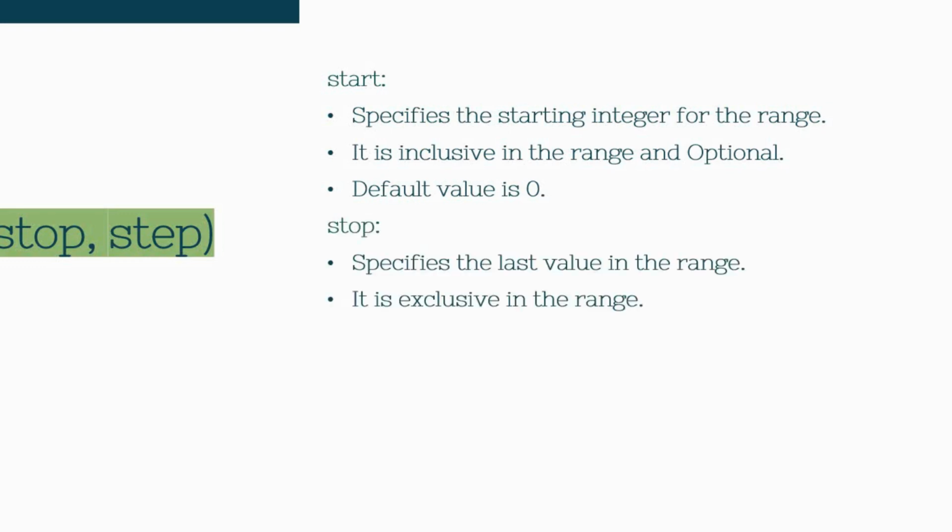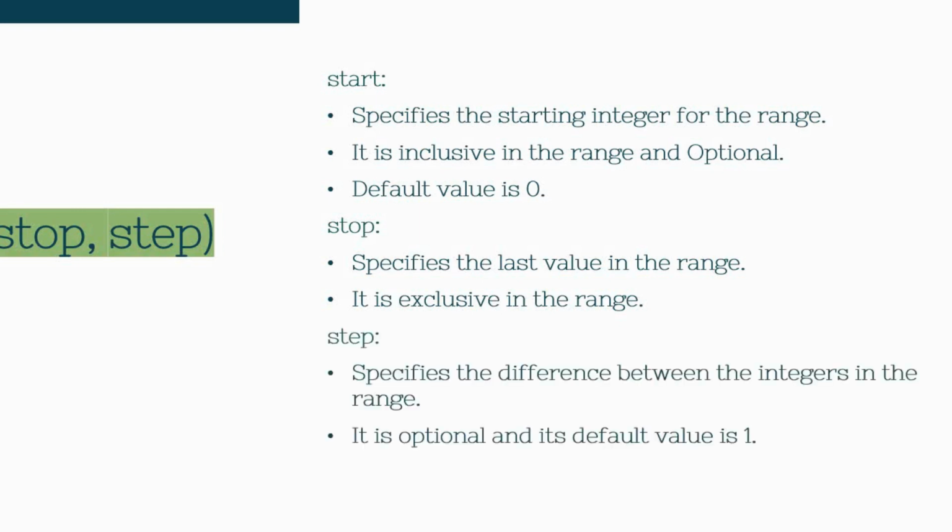And the stop argument specifies the last value in the sequence of numbers, but the stop argument is exclusive in the range. That means it is not part of the sequence that is generated by the range object, and it is a mandatory argument. And the third one is step. As I mentioned, the step represents the difference between the integers generated by the range object. Here the step is also optional. Its default value is 1.